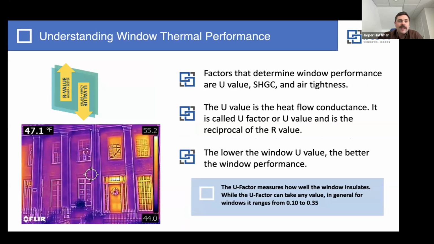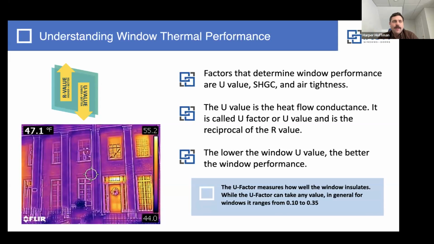Next, we're going to be looking at thermal performance. And there's three big things that you have to pay attention to, and those are the U-value, SHGC, and air tightness. These are the huge components of thermal performance of your window assembly. So the U-value is the heat flow conductance, and we use that here in the States. Essentially, it's going to be a measurement of how much energy it takes to go from one temperature on one side of the window to the other side of the window.